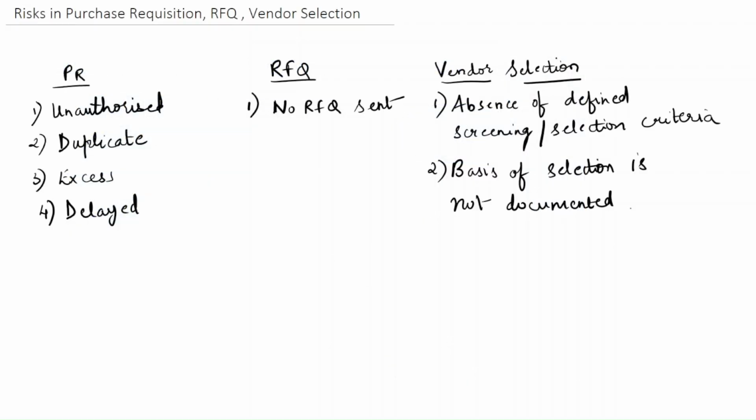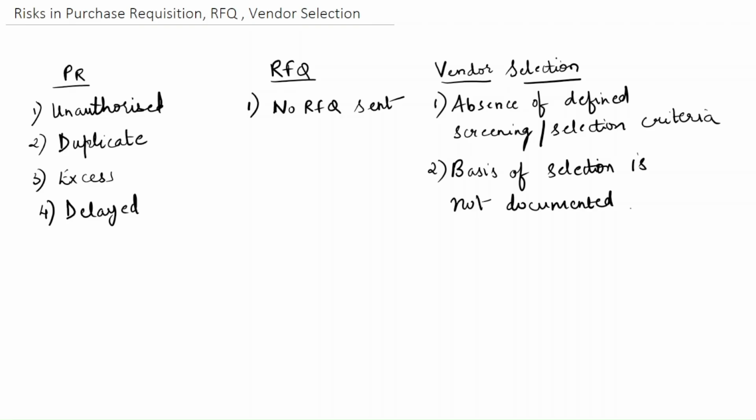Here are some key risks in the P2P sourcing phase. Firstly, with regards to purchase requisition, there's a risk that the PRs may not be authorized as per DOA, or there could be duplicate PRs, both of which can result in risk of fraud. Similarly, if PRs are raised for materials which are already present in stores, then it can result in excess procurement. A delay in raising purchase requisition is also a risk as it can impact operations.